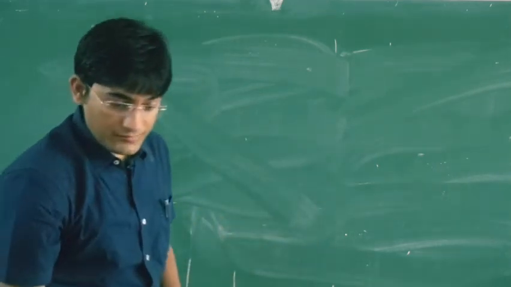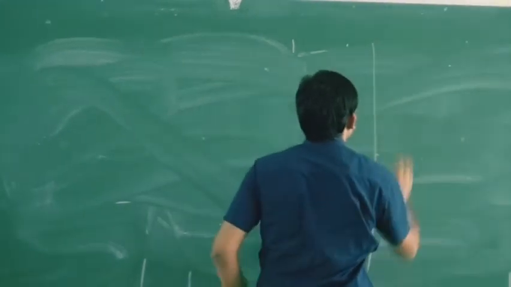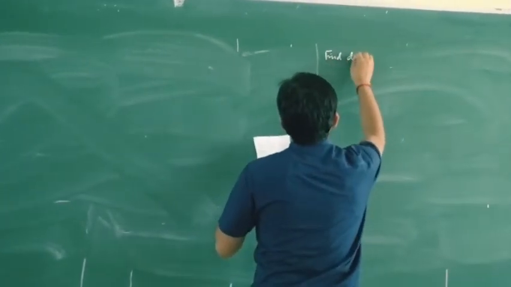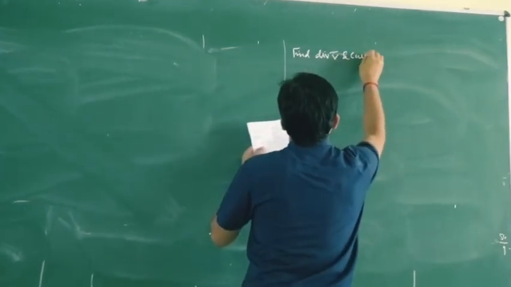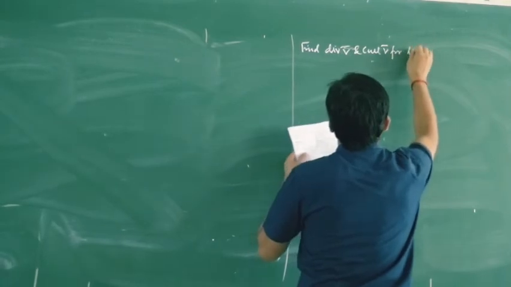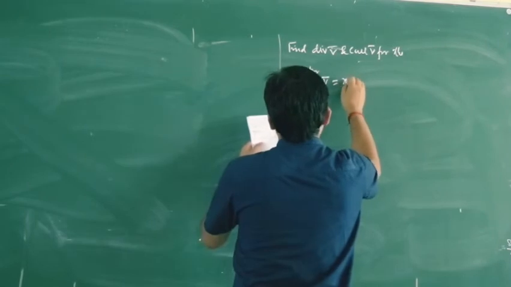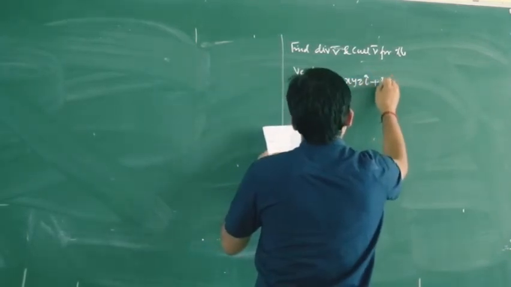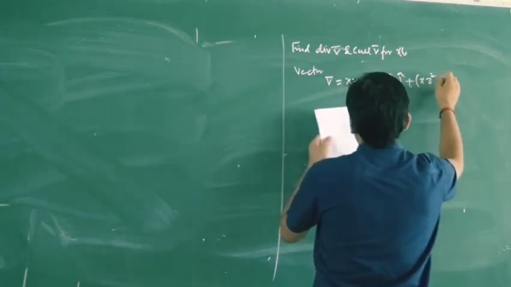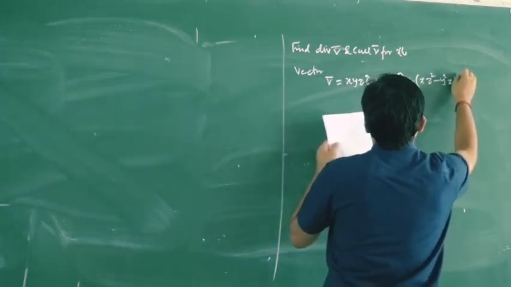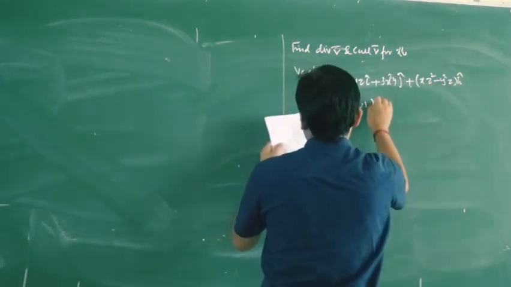So next question. Calculate, find divergence V and curl V for the vector V equal to xyz i plus 3x square y j plus (xz square minus y square z) k at the point (2, -1, 1).